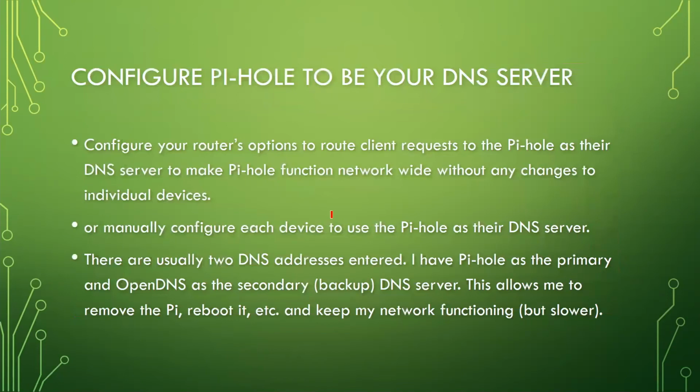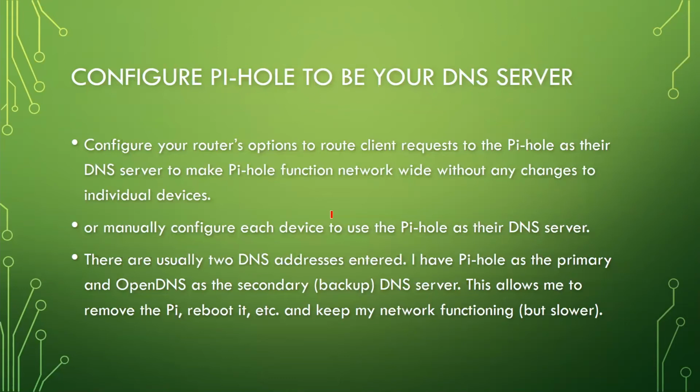Okay, we need to configure it to be your DNS server. You can, and maybe you would want to at the beginning if you just want to practice with this, take an individual device, and I can't tell you how to do that because it's different for everyone. Go into the characteristics of your network interface. You might want to write down what's there already, and then change it to the IP address of your Raspberry Pi Pi-hole, and then practice with it a while.